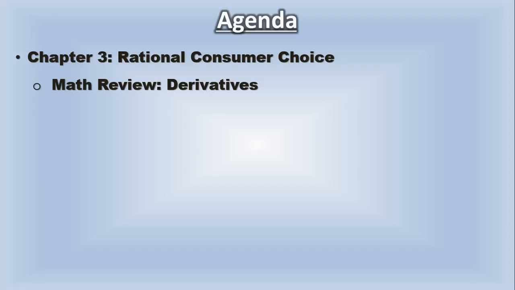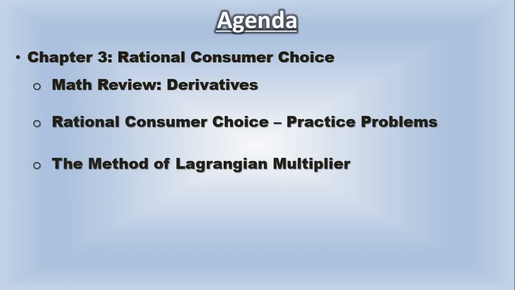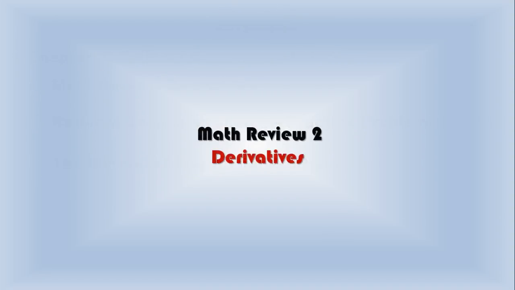All right, we're going to go over derivatives, and then we'll go over some rational consumer choice practice problems, and then finally I'll go over the method of the Lagrangian multiplier that is in the appendix. It's something that I will not expect you to do in this class. It will be extra credit if you choose to apply it on the exam, but it's something that you should be exposed to, and so I'll cover it.